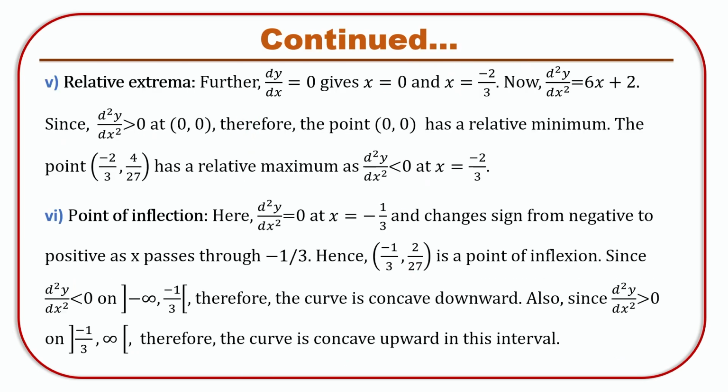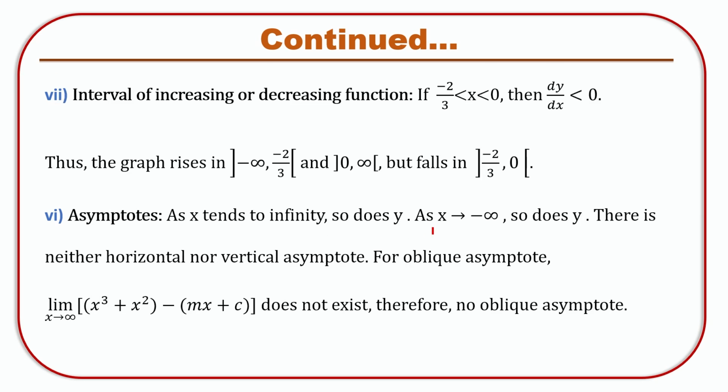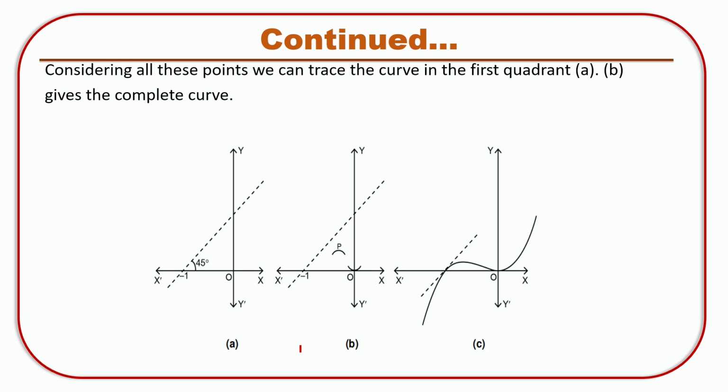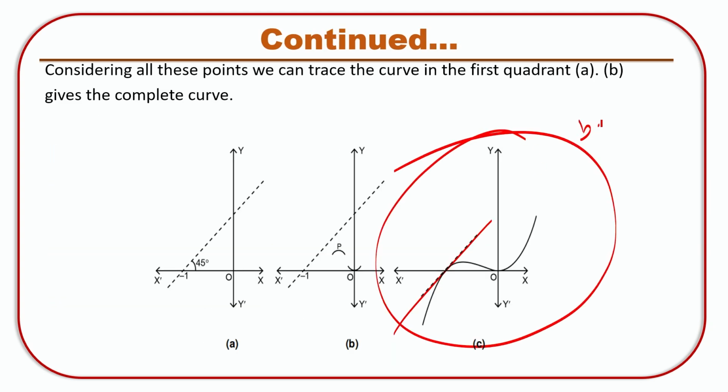And then we will have the relative maxima and minima. We have a relative maximum at x equal to minus 2 by 3 and a relative minimum at 0. And the point of inflection is x equal to minus 1 by 3, where it changes its sign. So, the intervals of decreasing and increasing we can calculate, and then we can find the asymptotes. So, these are the oblique asymptotes we had here, right? And once we have that, the curve of y equal to x cube plus x square looks like this. The whole curve is going to be this, right?